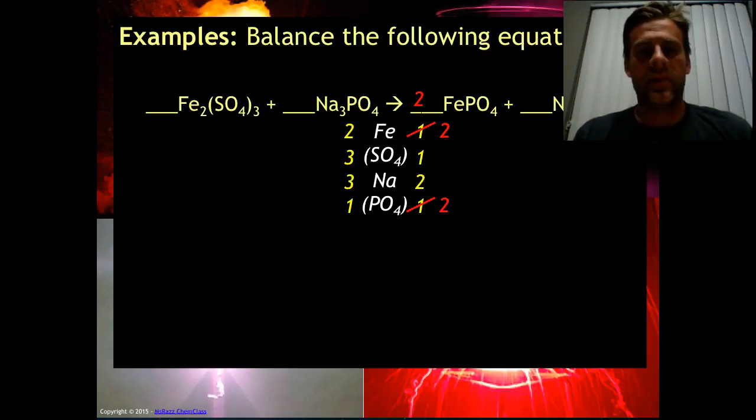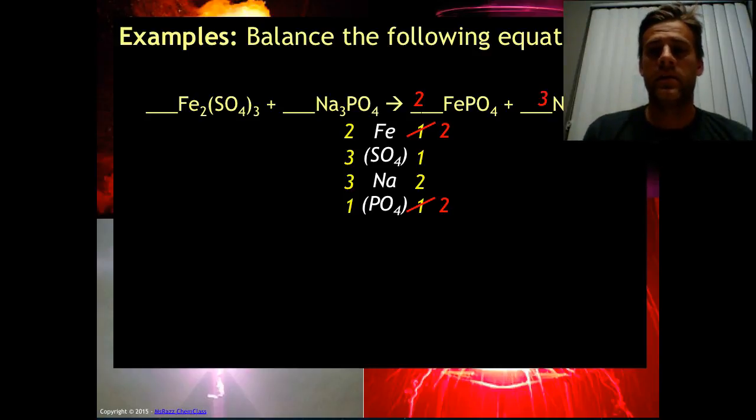Sulfate. I had 3 sulfates on the left. I had 1 on the right. So again, the idea here is I'm going to just tweak. I'm going to add a 3 to the right side. And now that gives me 3 and 3. Of course, that also changed my sodium, didn't it? I went from 2 sodiums, now it's 3 times 2. So I'm up to 6.